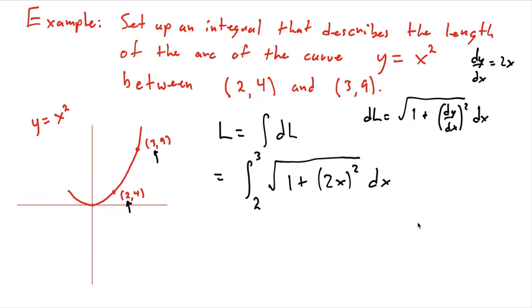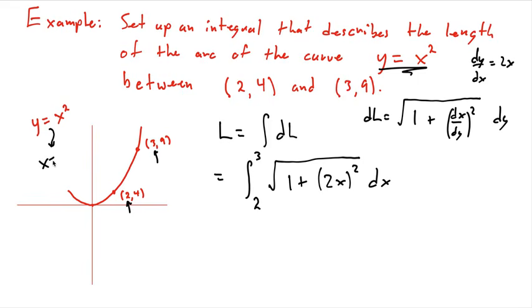Let's set this integral up if we were integrating with respect to y. If we integrate with respect to y, we're going to use the expression for dl equals the square root of 1 plus dx over dy squared, dy. In this case, we need to solve our given equation for x so that we can take the derivative of x with respect to y. So y equals x squared. If we solve for x, we get x equals plus and minus the square root of y. We're only concerned with positive values for x, so we're only concerned with positive the square root of y.